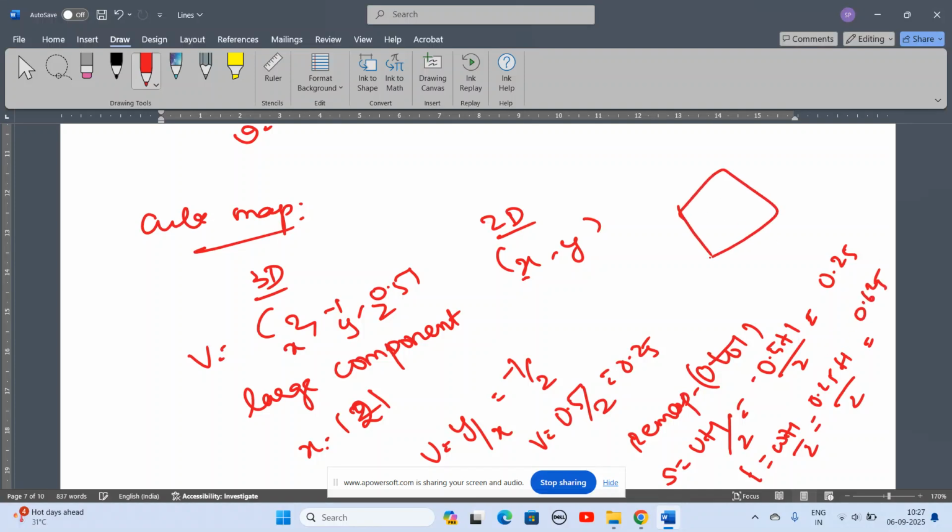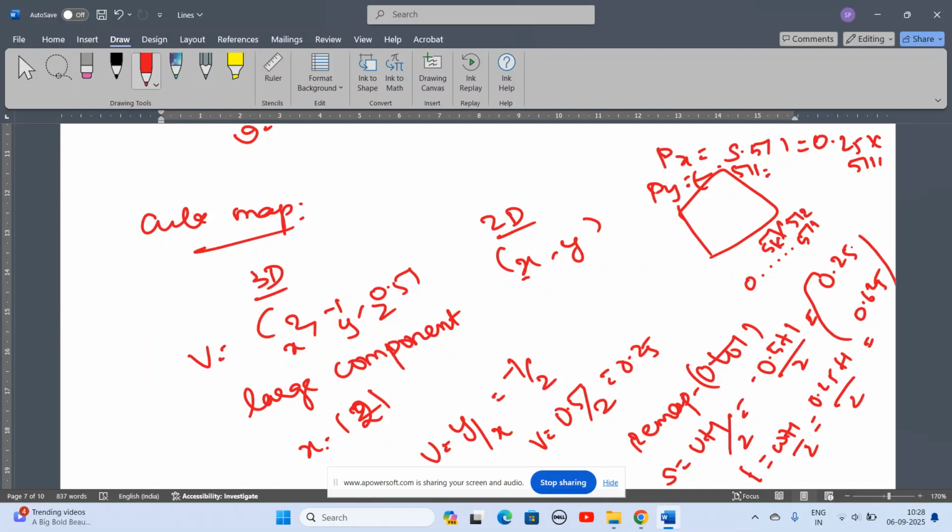So if your image is 512 cross 512 in dimension, we take values from 0 to 511. Because we have remapped the values to 0 to 1, we are going to find the pixel index. The pixel index can be identified by Px equal to s into 511. The s we have got is 0.25, so 0.25 into 511. Similarly, pixel Py can be identified as t into 511, which is 0.625 into 511. We will get another value.